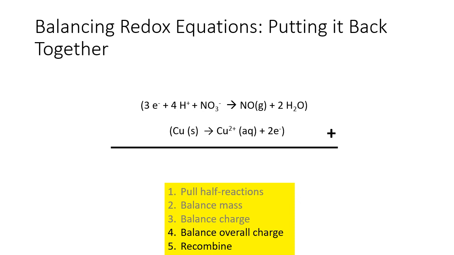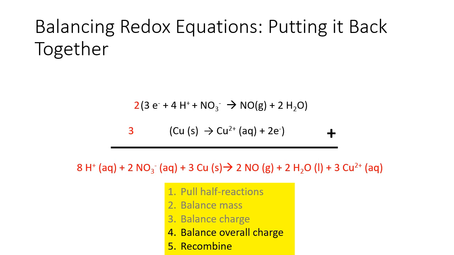In this equation, 2 and 3 are both prime numbers. We can just cross multiply. Make sure that we distribute the 2 and 3 all the way across our equation. And then we're going to add reactant side to reactant side, product side to product side. So overall, our balanced chemical equation becomes 8 H+ plus 2 nitrates plus 3 copper solid going to 2 nitrogen oxide plus 4 water, and then 3 copper 2+.